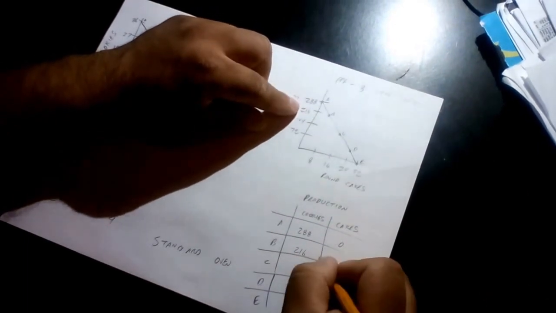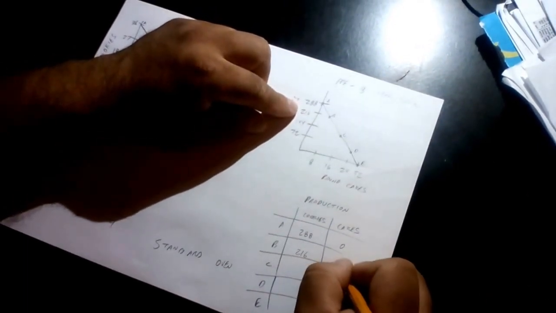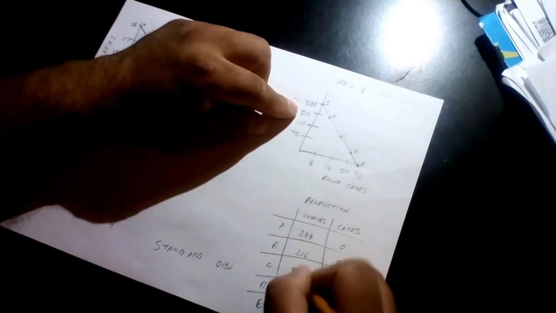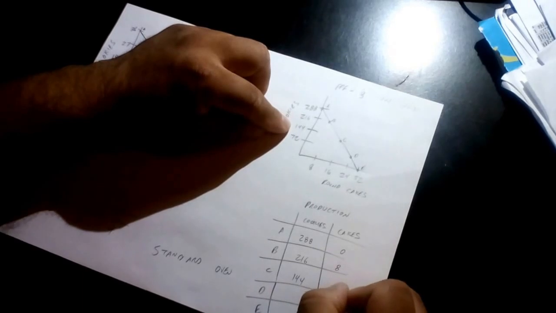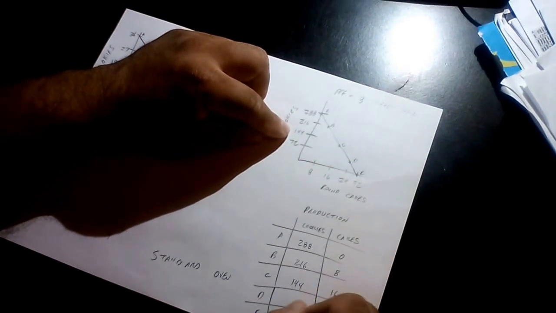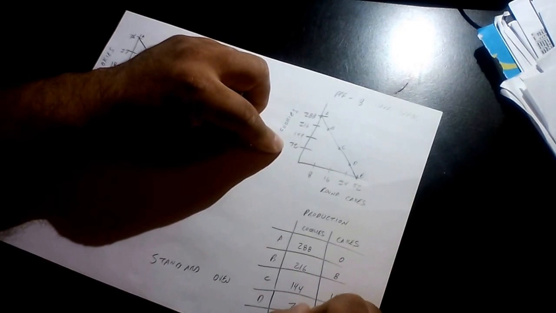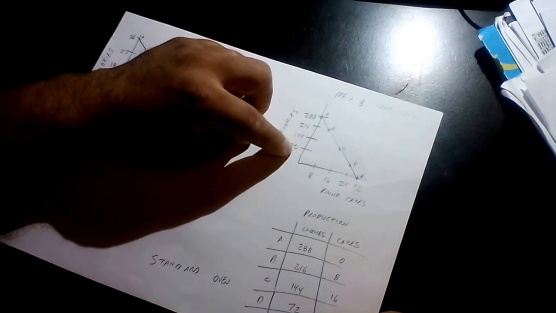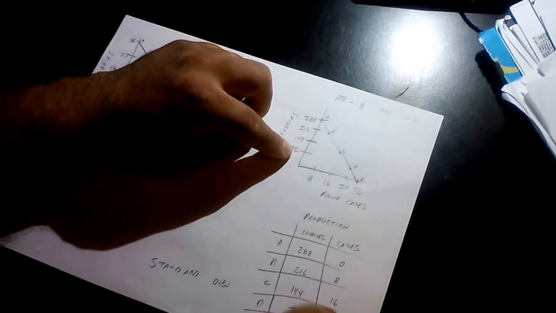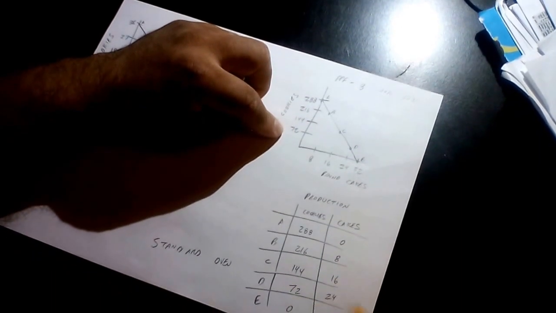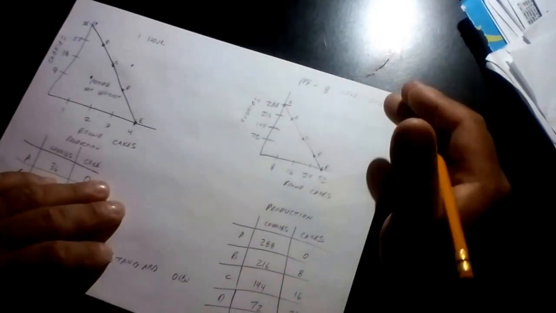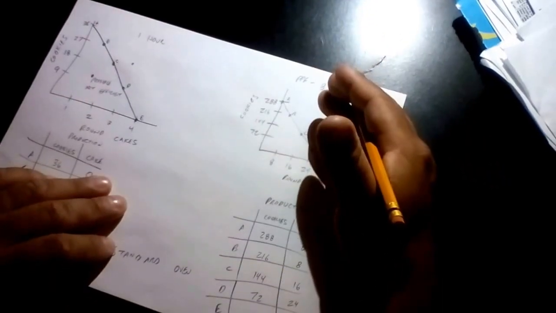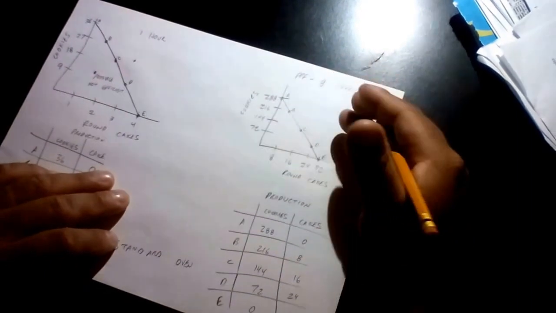At point B, I can make 216 cookies to 8 cakes. At point C, I can make 144 cookies to 16 cakes. 72 cookies to 24 cakes at point D, and 0 cookies to 32 cakes at point E over here. So that's the possibilities that I can make based on the current number of resources available to me.